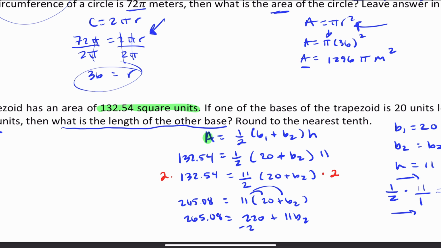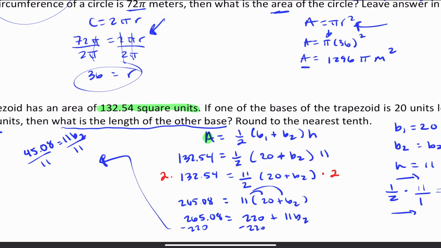265.08. Now I'm going to subtract 220 from both sides. All right. You're going to be left with 45.08. Yeah. So I'm going to go ahead and move my work over here. So 45.08 equals 11 b sub 2, b2. Now, in order for me to get b2 by itself, I need to divide both sides by 11.